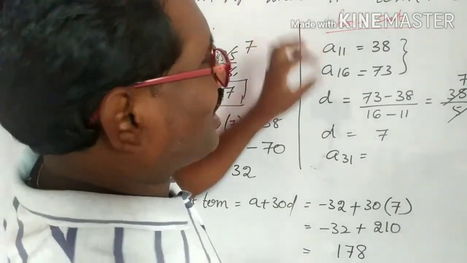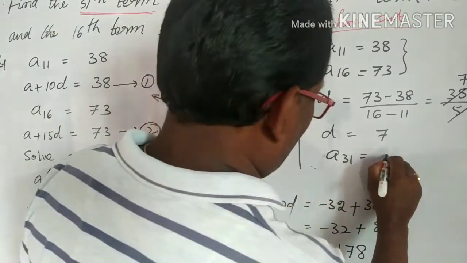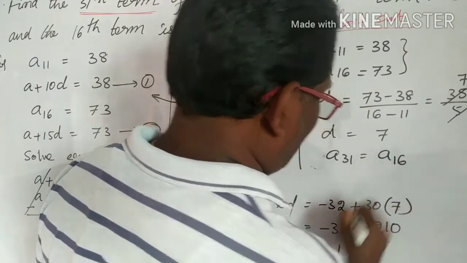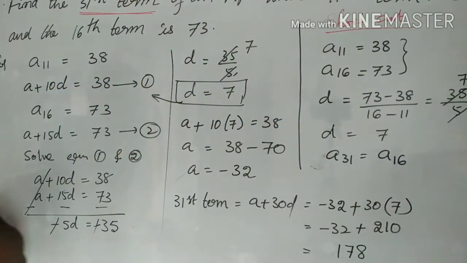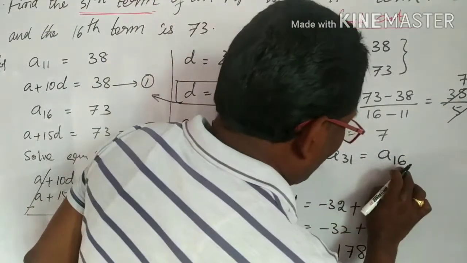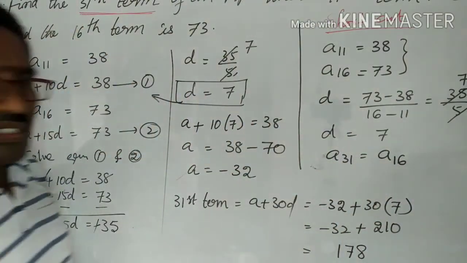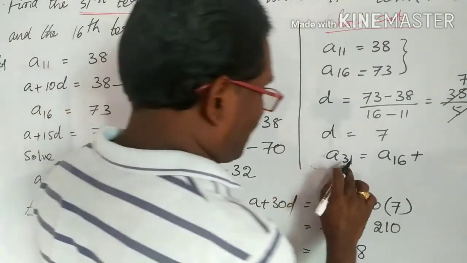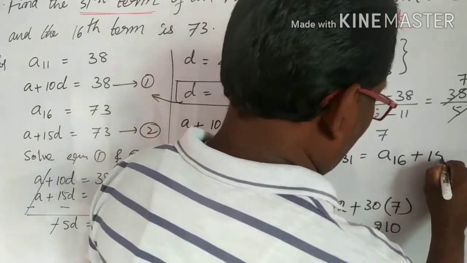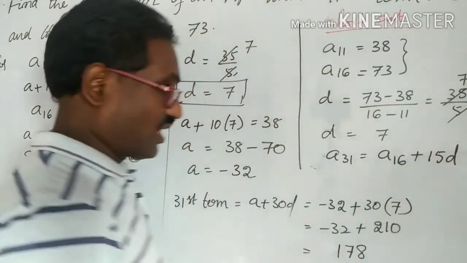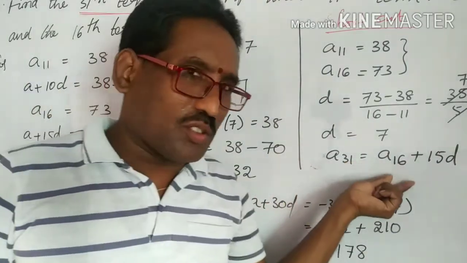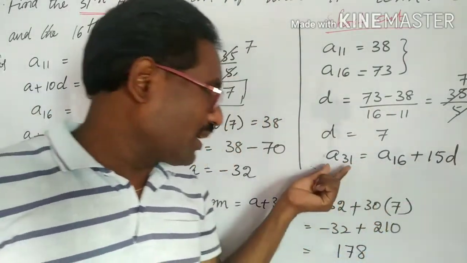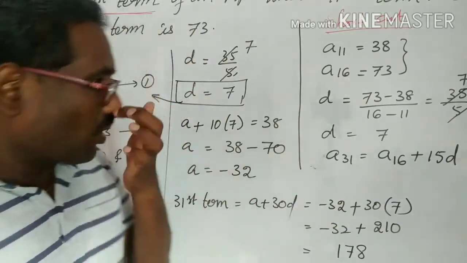16th term or 11th term also we can take, no problem. I will take here 16. Now 31 minus 16, how much? 15. You must do addition. 16 terms plus 15 terms, total how much? 31 only, no? That's how to do, understand?